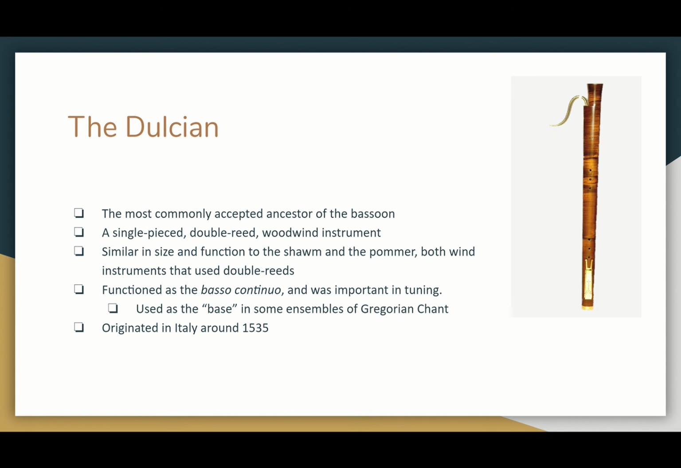Of all these, the dulcian functioned mostly as a basso continuo and was very important in tuning. It was even used as a bass and accompaniment in some ensembles of Gregorian chant. Aside from this, there is very little music written for the dulcian. The early uses for this instrument were through non-written music, such as memorized or improvisational works.